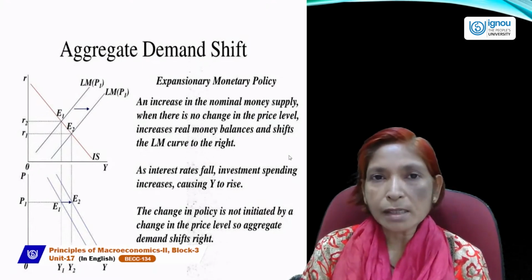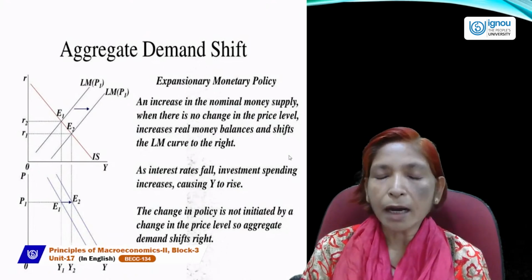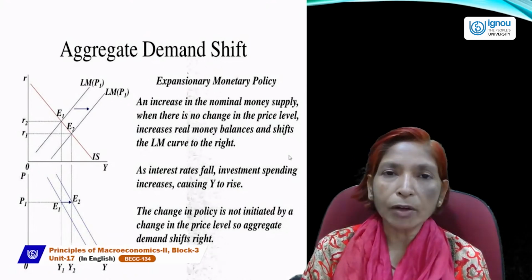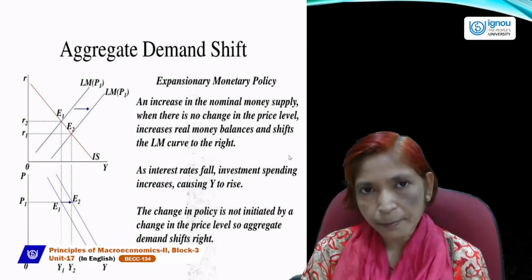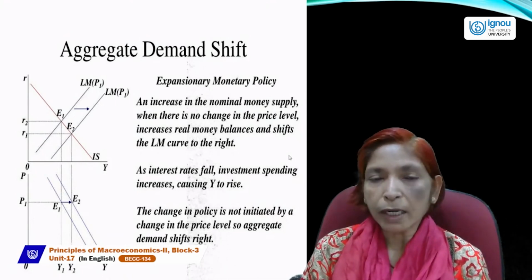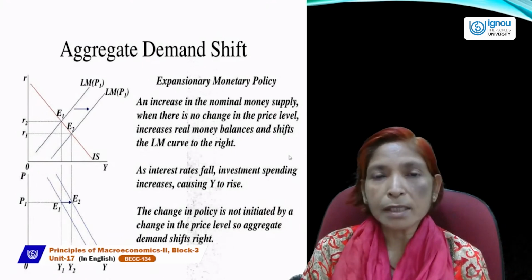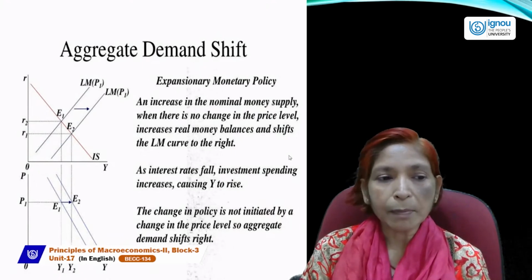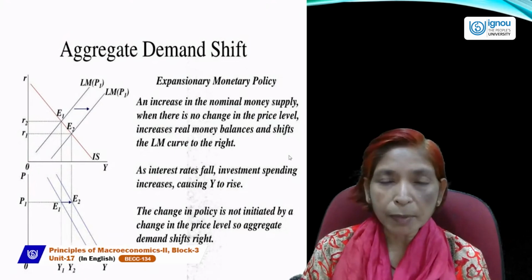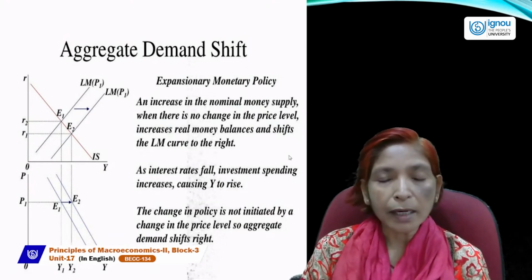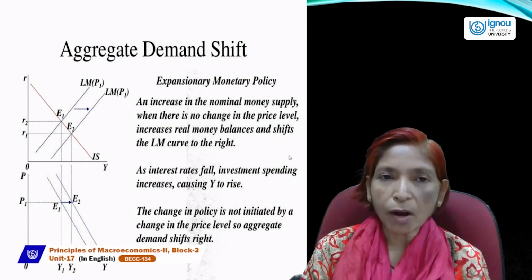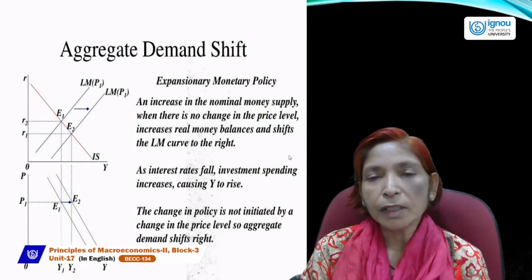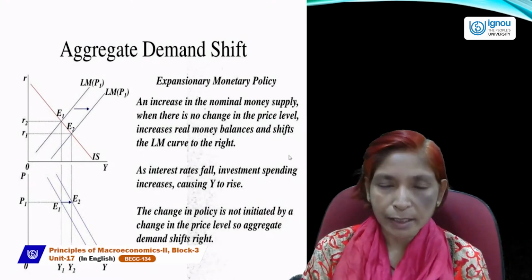RBI can increase the supply of money, and RBI can decrease the supply of money. It depends upon money demand and the other circumstances. If in the economy money demand increases, then RBI has to issue more paper currency. That's why money supply will increase, and when money supply increases, the LM curve will shift to the right hand side. And due to a fall in money supply, the LM curve can shift to the left hand side.